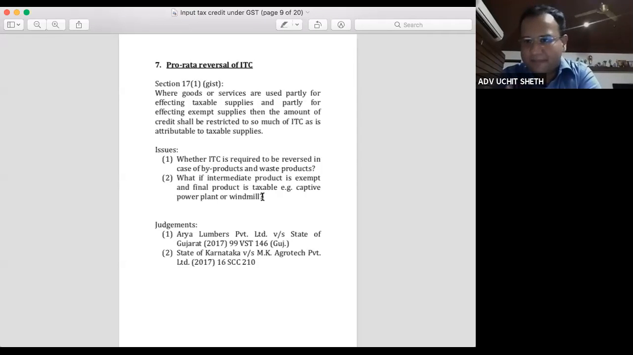So according to me, the safe course in such cases is that if there is partly taxable and partly exempt product, then we need to proportionately reverse input tax credit to the extent of the exempt product. For waste product, a contention is available, but that is slightly risky.